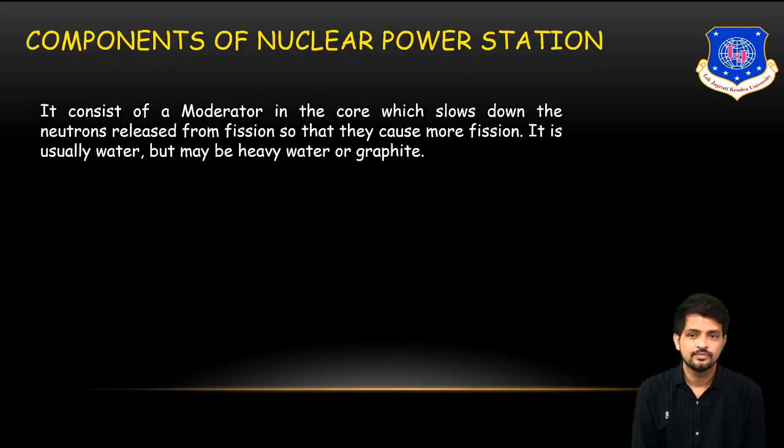Okay, it also consists of a moderator. Now what is the main function of the moderator? Here we are using graphite or heavy water as moderator. See, the moderator is used inside the vessel, that is the nuclear reactor, to slow down the neutrons.